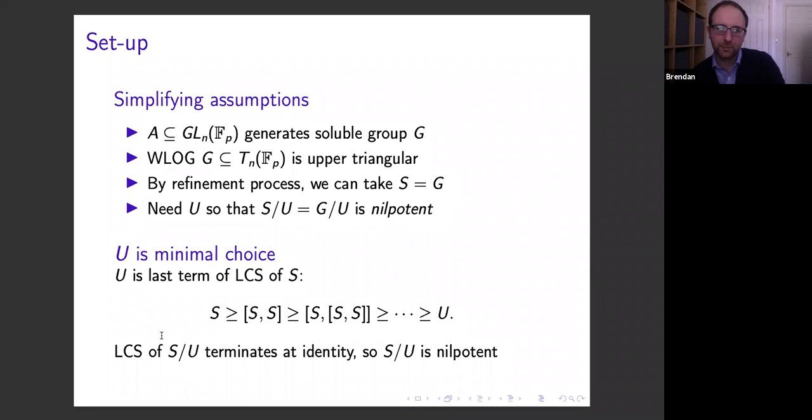And actually, any nilpotent quotient would have to factor through this one. So this is sort of the easiest choice, I guess, to generate. Okay. Right. So what's left to do is to generate this subgroup U.